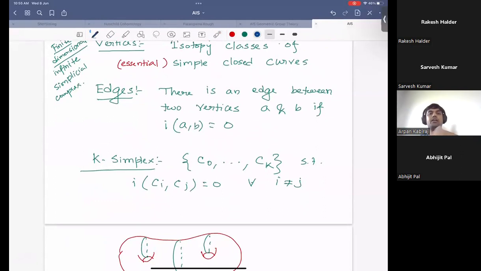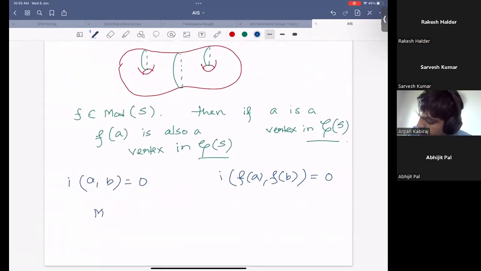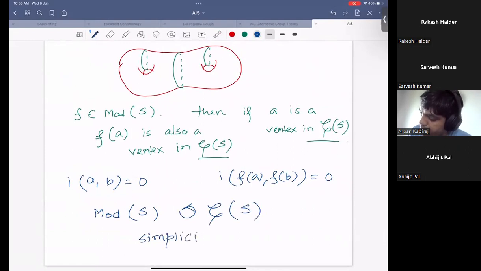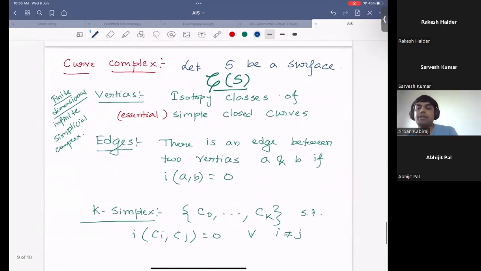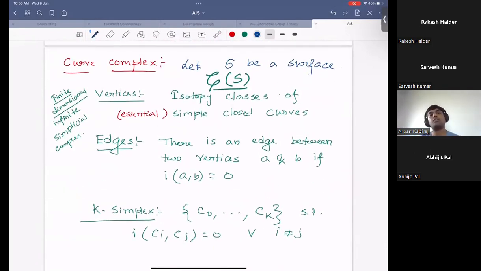And this is also true: if C0 to CK is a collection of disjoint simple closed curves, then their images are also going to be a collection of disjoint simple closed curves. In other words, every element of the mapping class group takes a K-simplex to a K-simplex in the curve complex. So the mapping class group acts on the curve complex simplicially, meaning it takes simplex to simplex. Okay. So we have seen one example of a space on which the mapping class group acts, namely the curve complex.